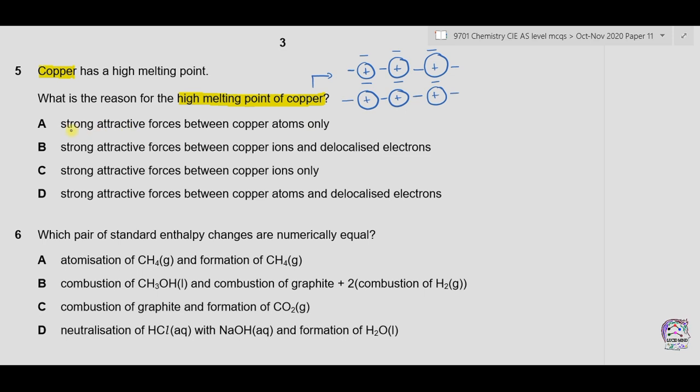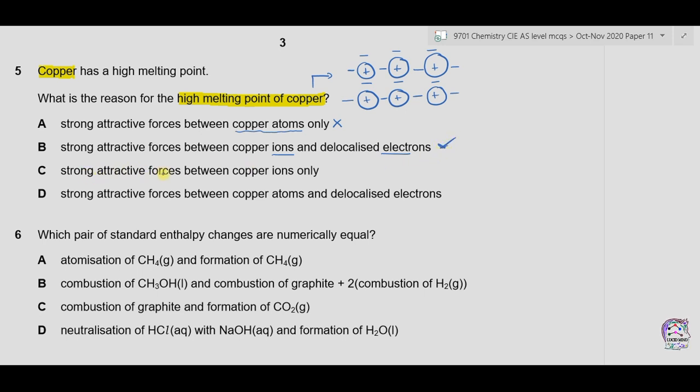Let's move towards the options. In A we have strong attractive forces between copper atoms only. Now we can see that these are copper positive ions and negative electrons which are strongly attracted to each other, so therefore A is incorrect. B. Strong attractive forces between copper ions and delocalized electrons are present. Now it is obvious from the diagram, so therefore this is correct.